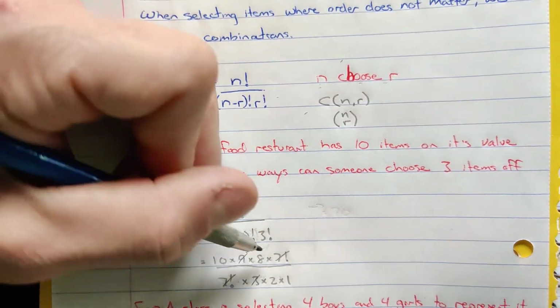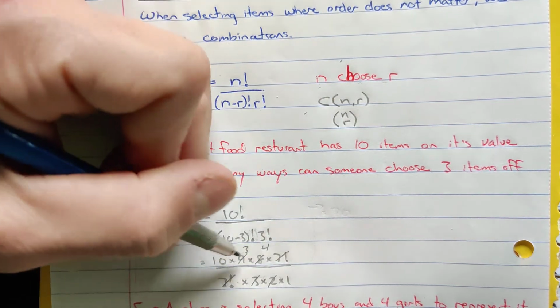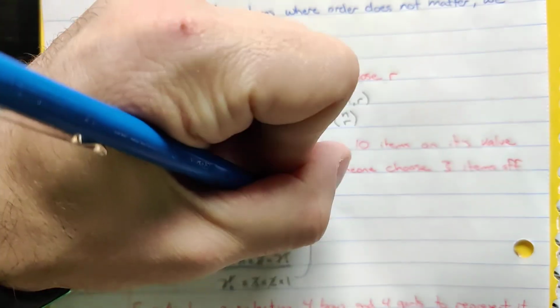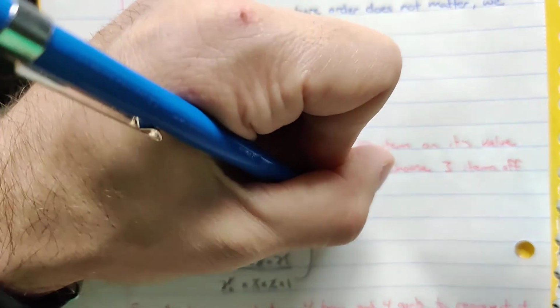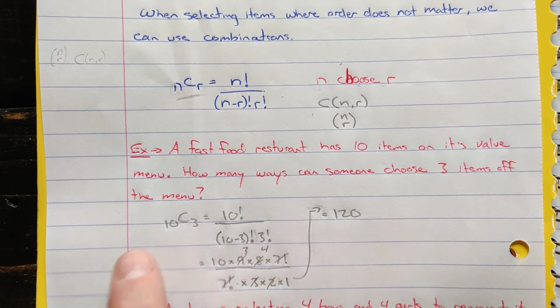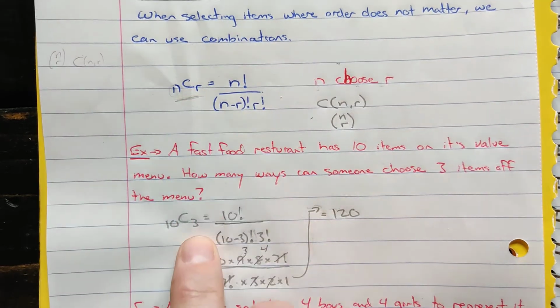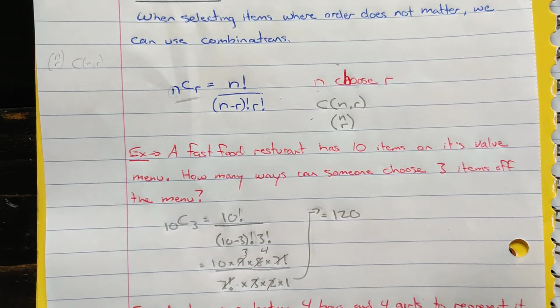3 and 9, that leaves a 3. 2 and 8, it's going to leave a 4. So I've got 10 times 3 times 4. That's going to tally up to 120 different possible combinations of choosing 3 items off the value menu. Again, you could also just press the nCr button. So 10 nCr 3 on your calculator, you should get the same result.